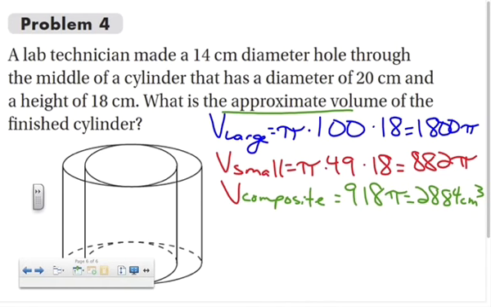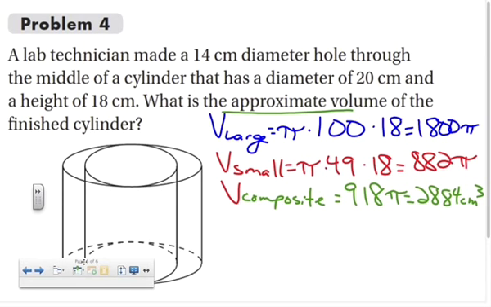Why did you do 200? I evaluated the pi. I did 918 times the pi button in my calculator. Yeah, but I got 2,800. Did you use the pi button or did you use 3.14? Ladies. Okay, you have a pi button, which will give you a more accurate answer. Yes, ma'am. Okay, once again, the smaller cylinder has a diameter of 14. You're good? Okay.